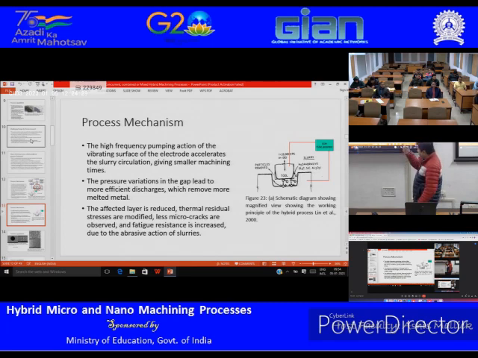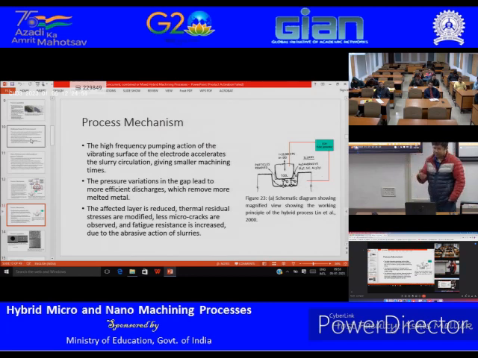The pressure variation in the gap leads to more efficient discharges, okay, because of the pressure differences, which remove more material. The heat affected zone is reduced because of the abrasive action and also the cavitation action. Then you will have less thermal residual stress, fewer micro cracks, and improved fatigue resistance, okay? All those because of the abrasive action of the slurries.